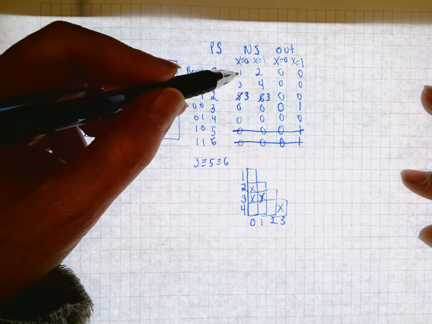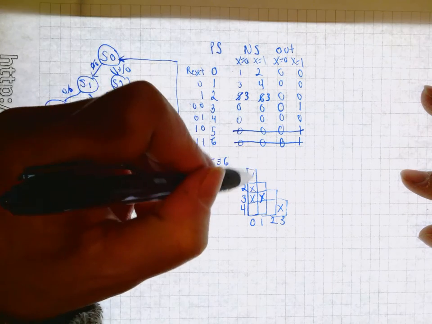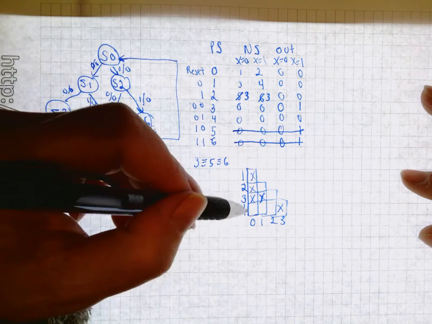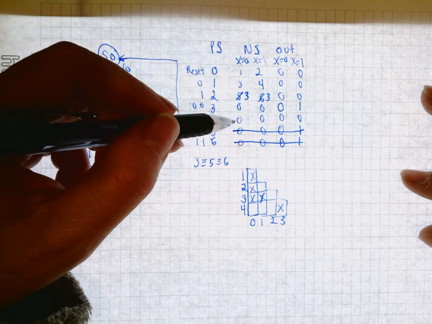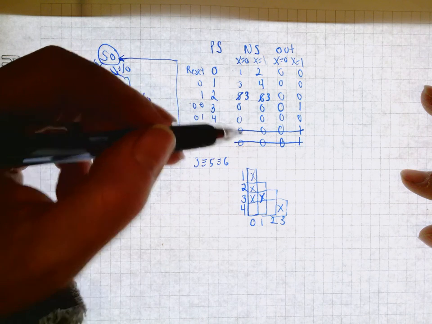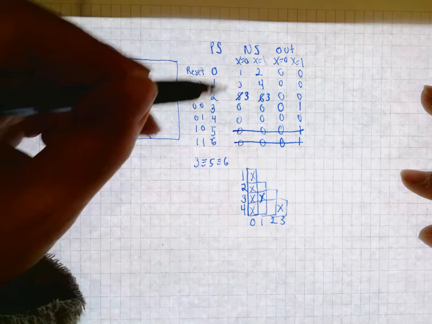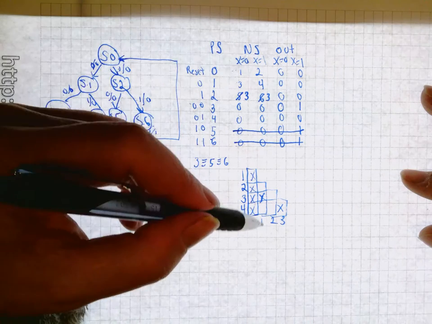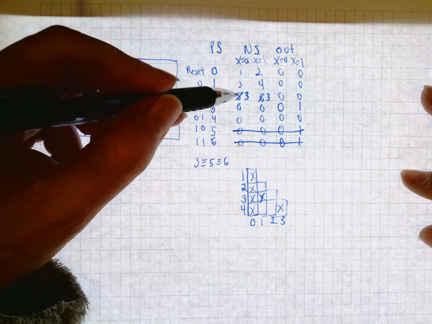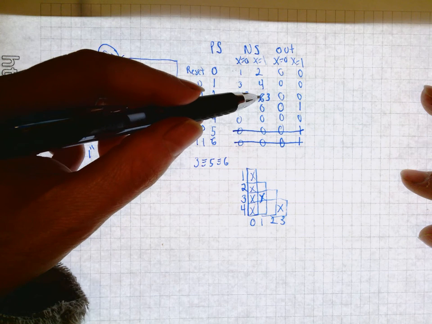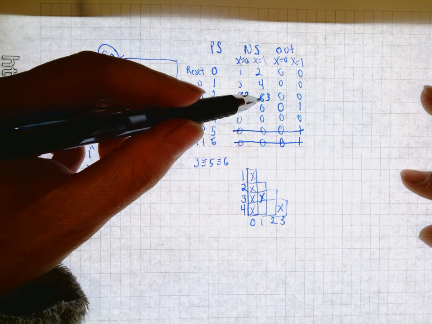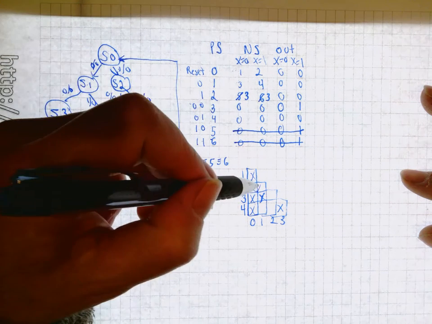Let's look at 0 and 1. 0 and 1 is true if 1 is equal to 3. We know it's not. 0 and 4, we look at 0 and 4, and that's true if 1 is equal to 0. 1's not equal to 0, therefore, that's out. Let's take a look at 1 and 2. 1 and 2 is true if 3 equals 3, that's promising. Also true if 4 is equal to 3, but it's not, so that's out.